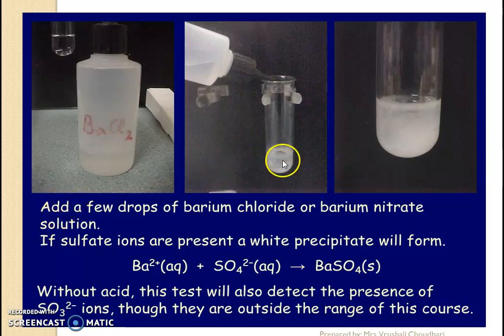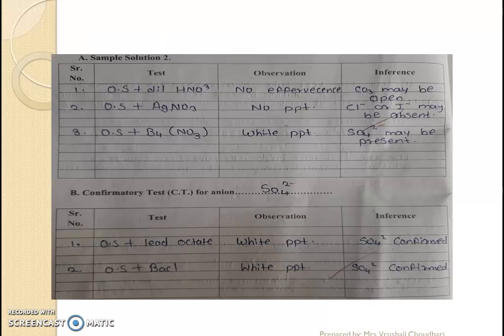We are taking the sample solution here. We are adding barium chloride. When we add barium chloride, we will observe that the solution becomes completely white. The white color precipitate is formed. So we will say that SO4 2- is present. After this video, I am going to add a video of how the practical actually takes place. We are going to write the observation in your manual.